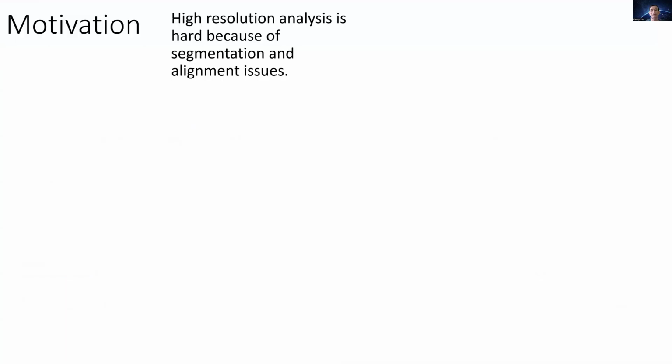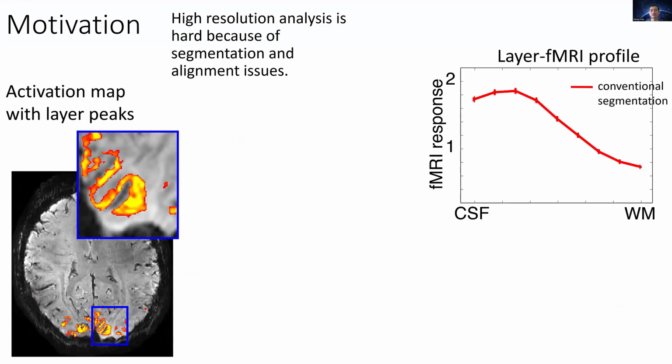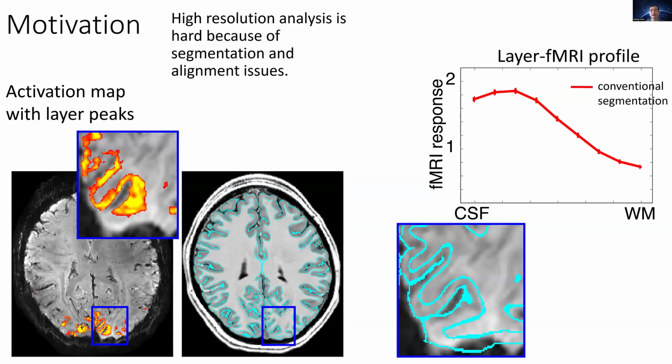Many people here care about analyzing high-resolution fMRI signals across cortical layer profiles. We usually do so by taking reference images with the gray matter surface, then estimating layers, and ultimately extracting signals across cortical layers.